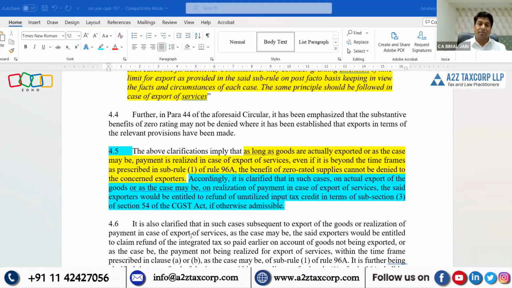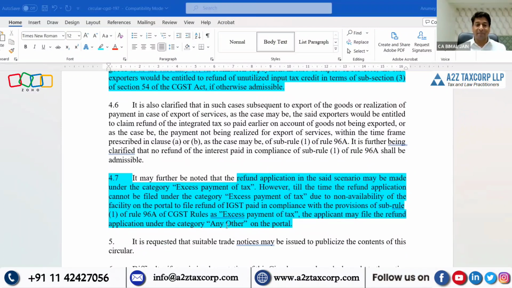Subsequently, if you have exported or received the money for export of services, then you are entitled to get refund of ITC under Rule 89, permissible. Rather, the Commissioner should allow, looking at the facts of each case, extension of time period. So what is important to be looked at? Export of goods is being made, export of services are being made. A relaxation with a further extension of time period is given. IGST should not be demanded. That is what this clarification provided in this particular circular.